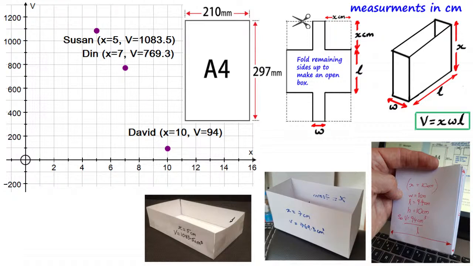Basically, when we're looking at this, you can see that given this one sheet of paper, we can make different boxes. These are just a sample of the boxes we can make. But the question is, what is the box that gives us the biggest volume? At the moment, it's Susan's box. But is there a particular size of square that you have to cut out here that gives us the biggest volume? That's what we're trying to do in this particular presentation.